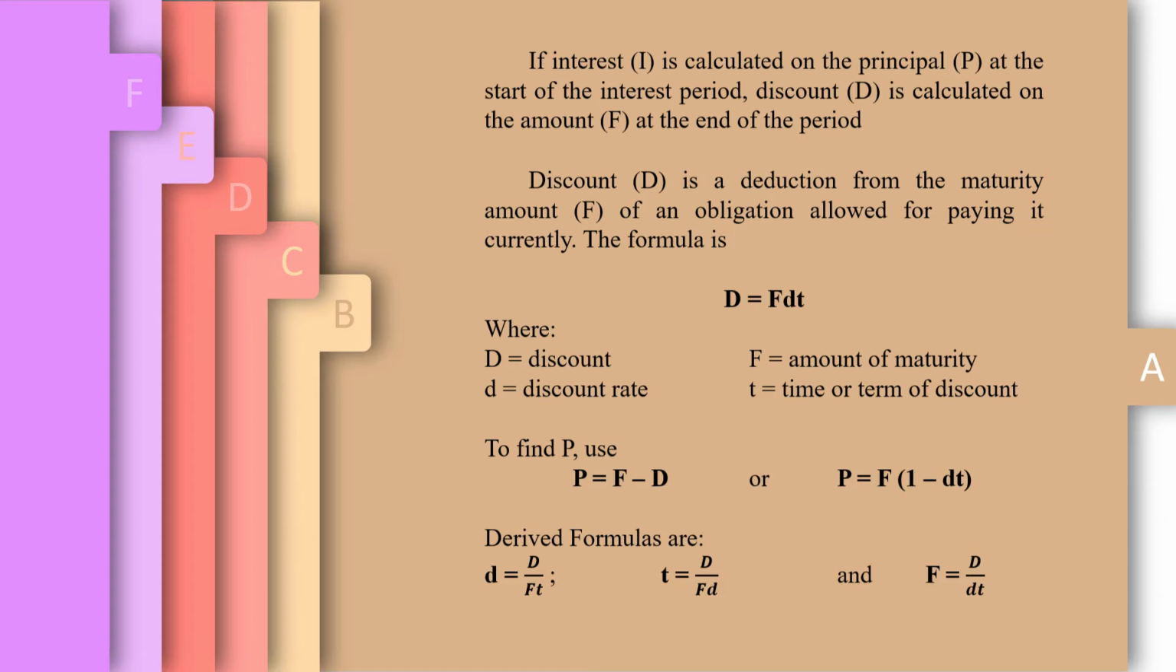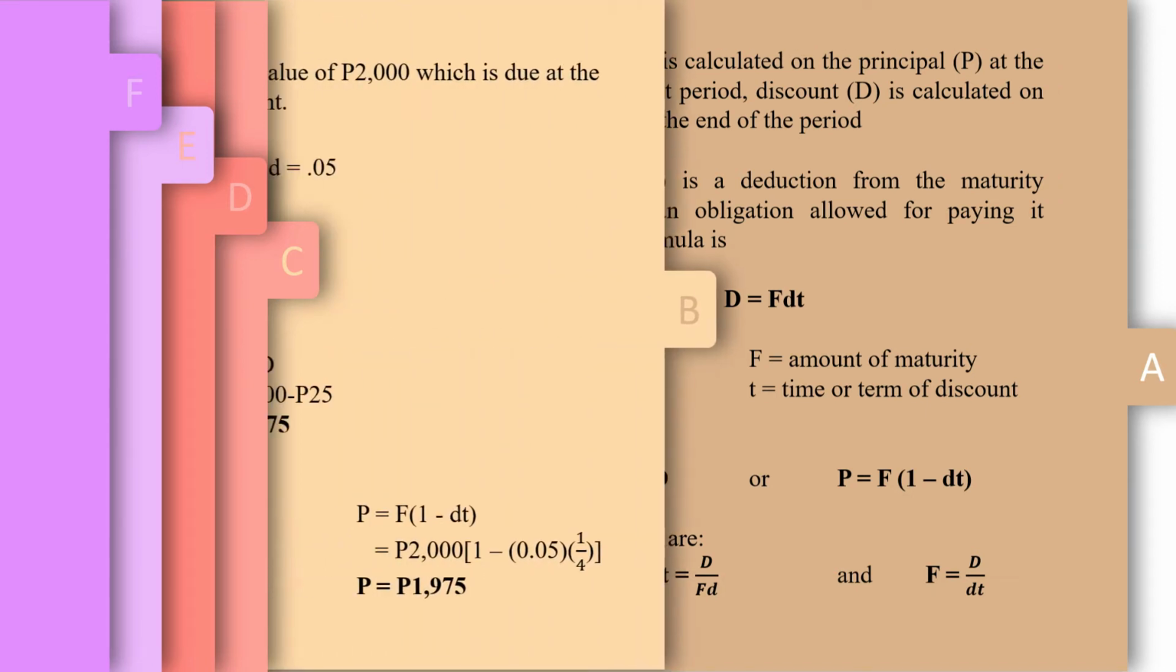If we are to solve for the discount rate, the formula is equal to discount over the product of amount of maturity and the time. If we are to find for the time, the formula is equal to the discount over the amount of maturity times the discount rate. And if we are to find for the amount of maturity, the formula is equal to discount over the discount rate times the time or term of discount. We have here an example.